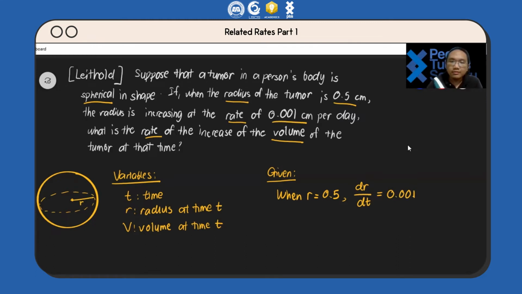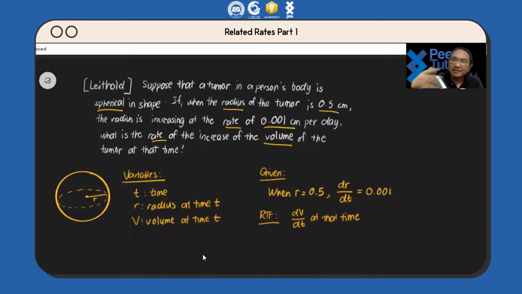Now, what are we required to find? We are required to find the rate of the increase of the volume at that time. So let's just say it's dV/dt. Again, it's the rate, the derivative, at that time. Okay, now that we have translated our problem, the keyword is related. How are the rates related? To be more precise, how are r and V related so that we can relate the rates also? It's something like finding the equation to relate r and V, and from that equation, finding a way to relate dr/dt and dV/dt. But let's put it in action.